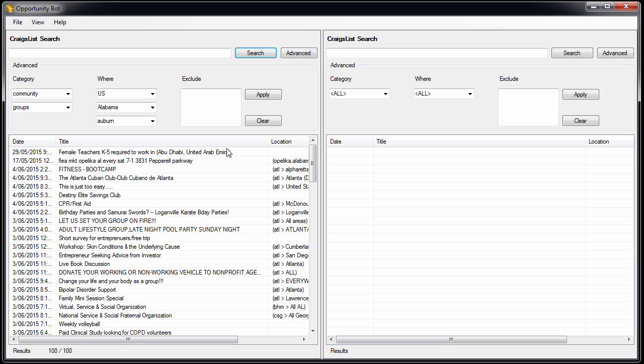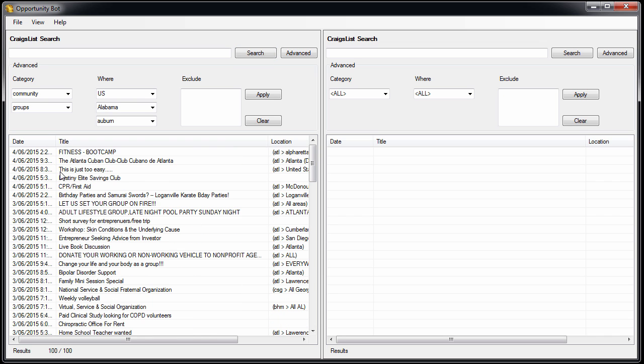So here we have something excellent, right? We've got groups of people advertising themselves. So fitness boot camp. What could you promote to them? Fitness equipment. Atlanta Cuban Club Cubano de Atlanta. I don't know what that is. Destiny Late Savings Club. Sounds like a finance group. CPR first aid. You could go and sell them some dummies, or first aid kits, if that's your business. You get the idea. You can look through the groups and find lots of groups of people that are getting together to talk about some problem, or solve it, or something like that.